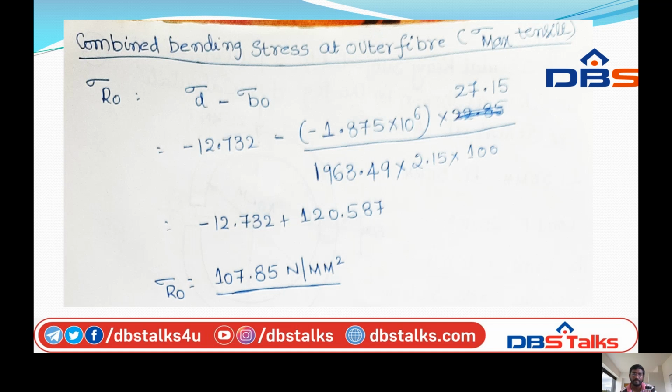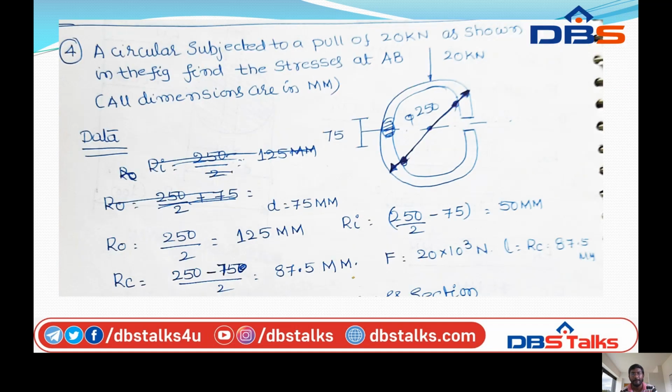So next problem, a circular ring subjected to a pulley load of 20 kN as shown in the figure. Find the stresses at AB. All dimensions are in mm.